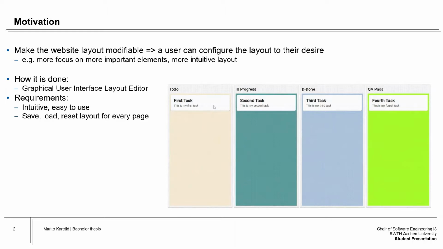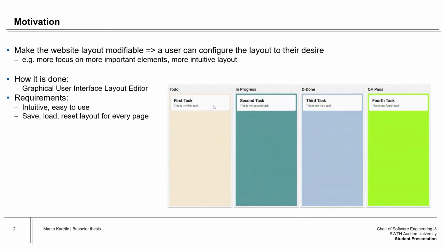In many cases, a website can benefit from users having the option to personalize and configure the layout that they desire. An example of the layout configuration would be putting more focus on more important elements, such as having those more important elements at the top of the website, or in general the user changing the layout to be more intuitive to themselves.